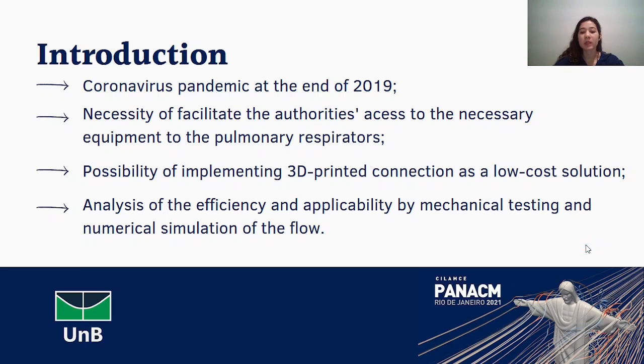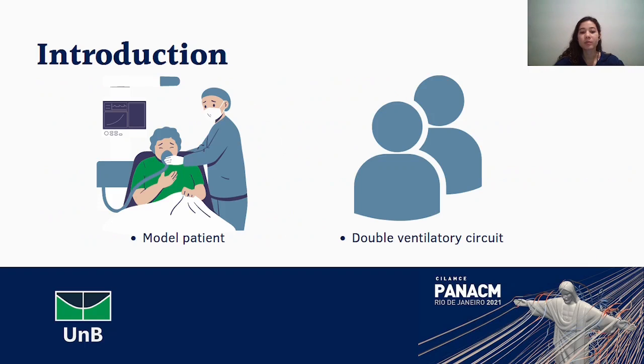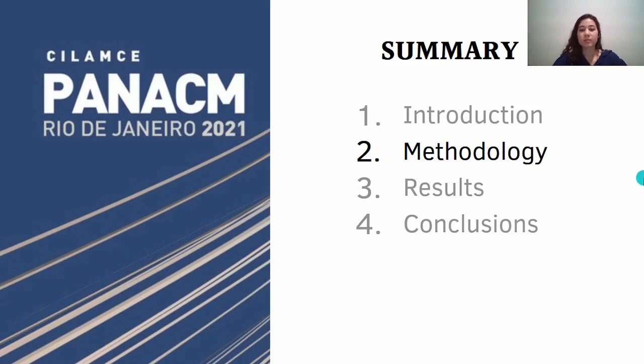But before implementing this innovation, we need to analyze the efficiency of applicability by mechanical testing and numerical simulation of the flow. For making this analysis, we needed to find a model patient, which was found by selecting the characteristics of most of the population that was in the ICU in 2020. Also, this work aims to verify the possibility of using a double ventilatory circuit to serve 2 persons.